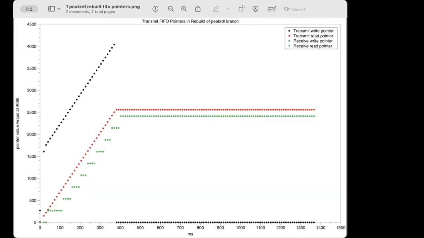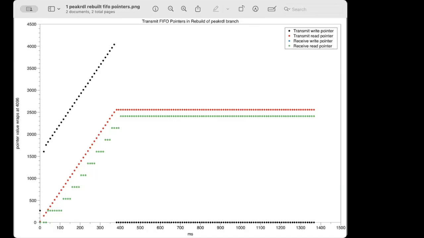Black dots represent the transmit write pointer, red are the transmit read pointer. And then the green is the receive read pointer. And you won't see any blue dots. Well, there's a couple down there in the lower left-hand corner. Maybe. No, I guess not. Because they're all under the green dots. So you can assume that that's both the read and the write pointer for receive.